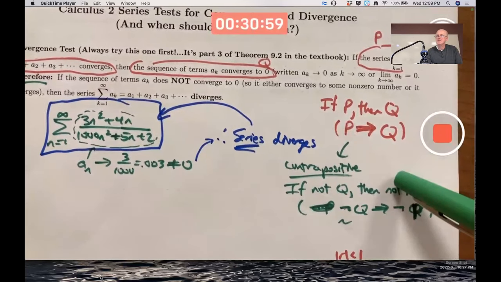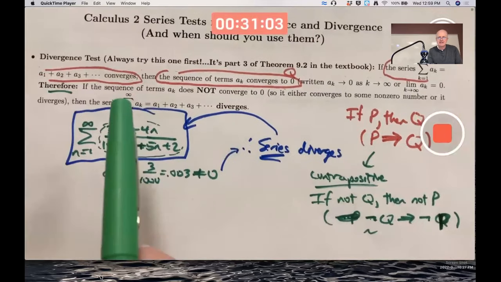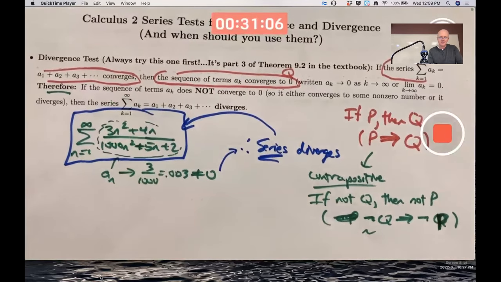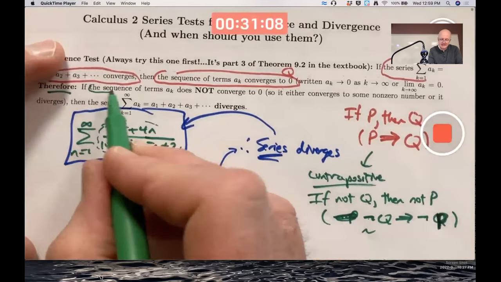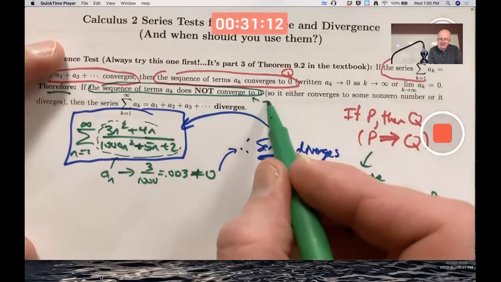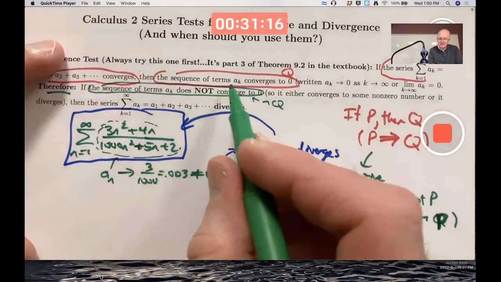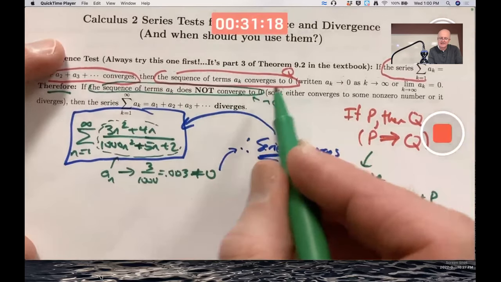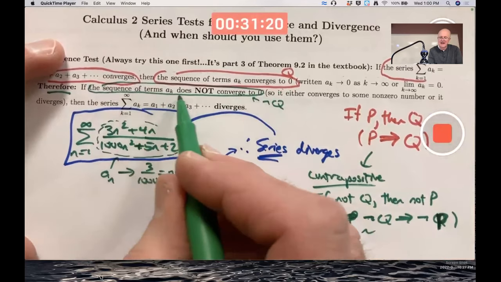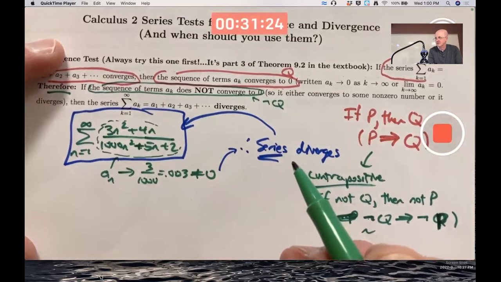The contrapositive means the exact same thing as the original statement. The second sentence is the contrapositive of the first. This clause is not Q. If Q is the phrase, the sequence of terms converges to zero, then its negation is the sequence of terms does not converge to zero, which could occur in different ways. They could converge to something non-zero or they could diverge.